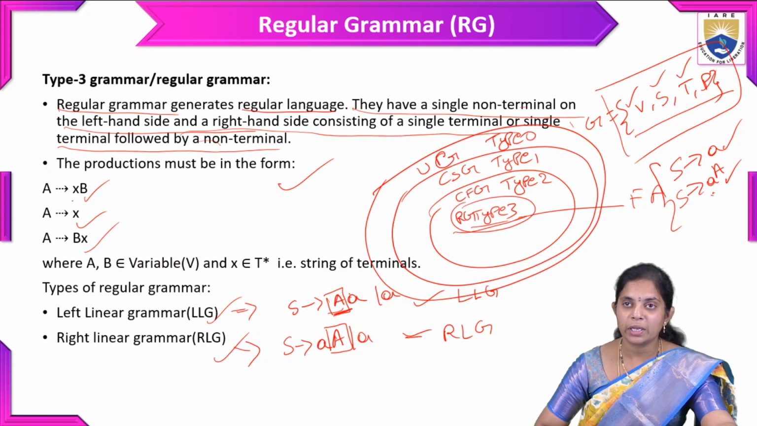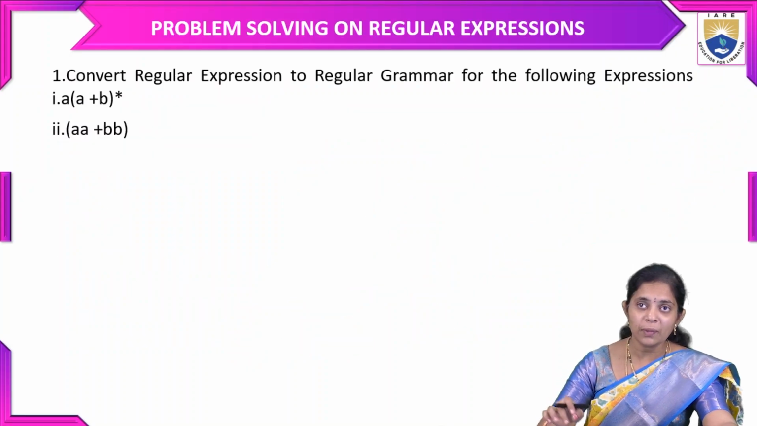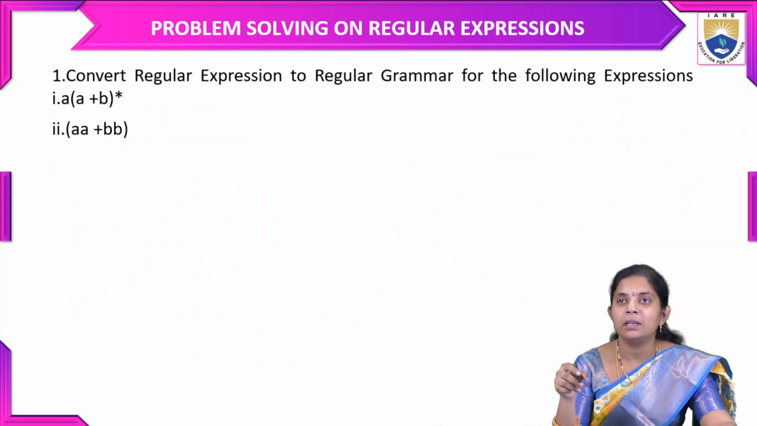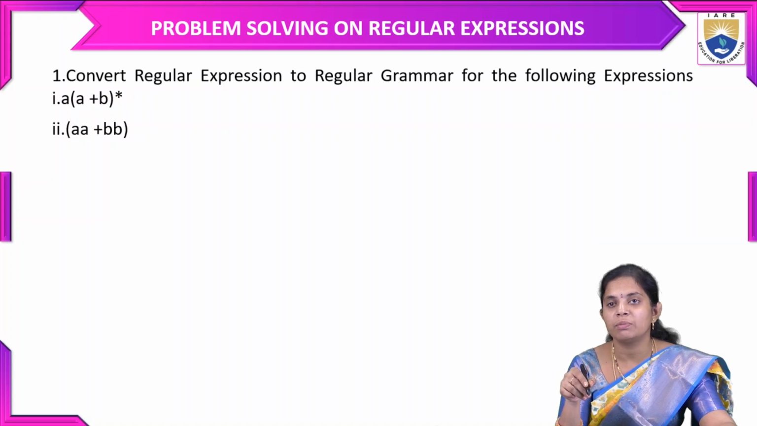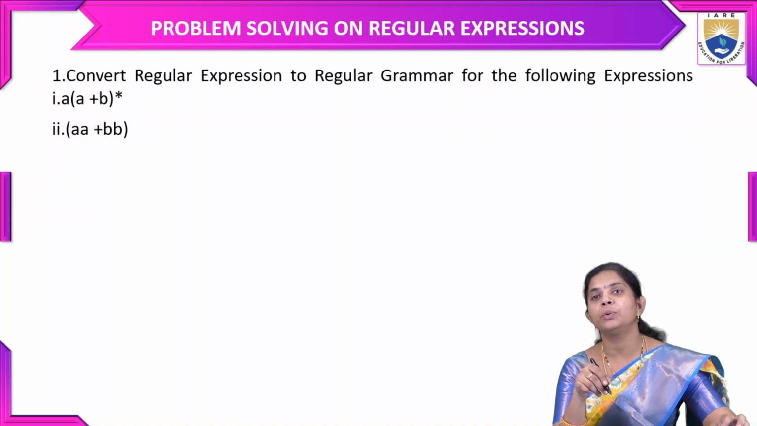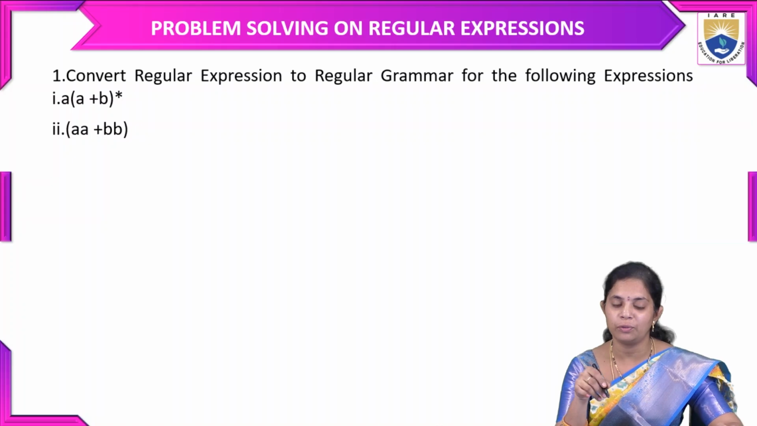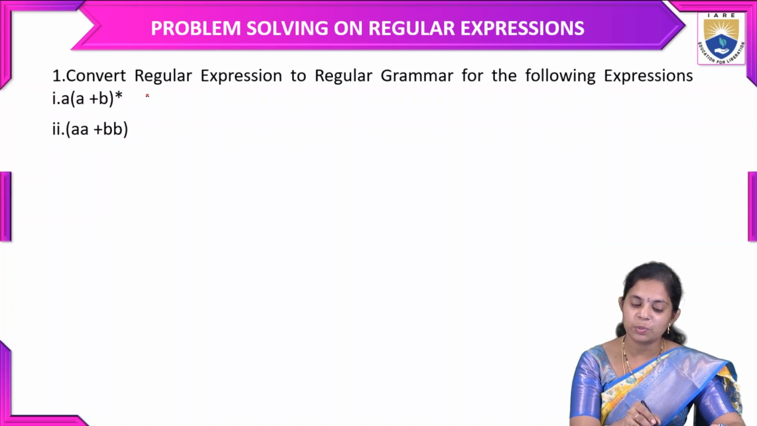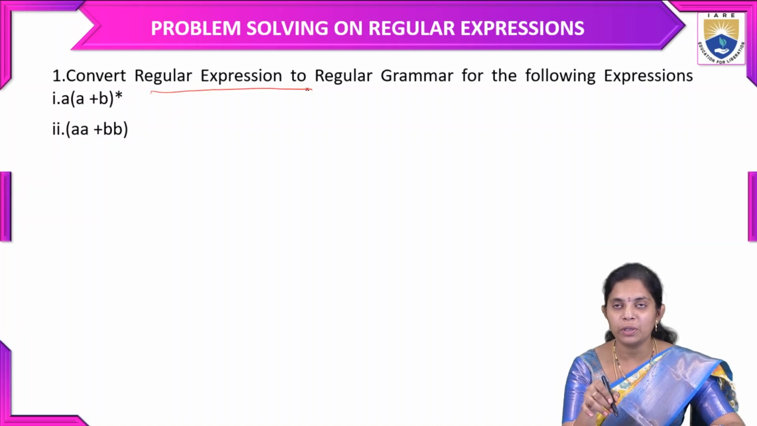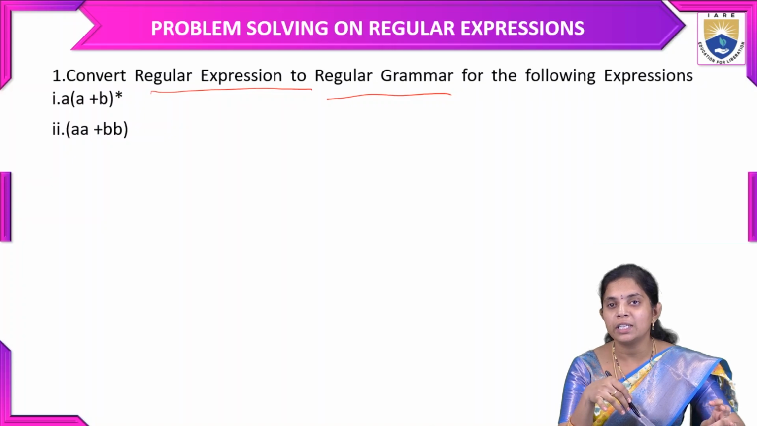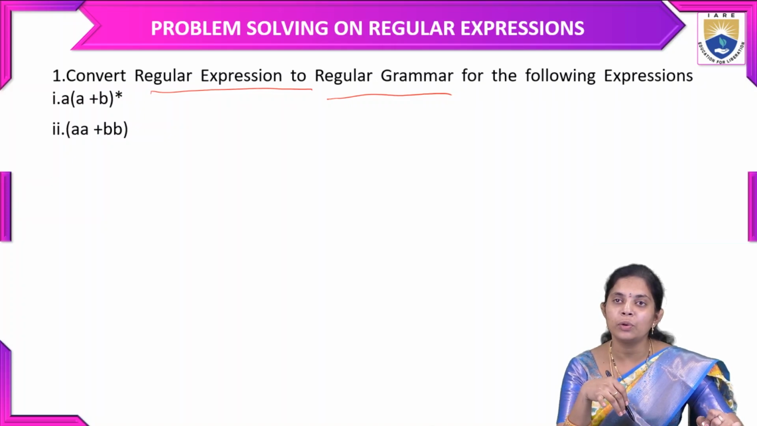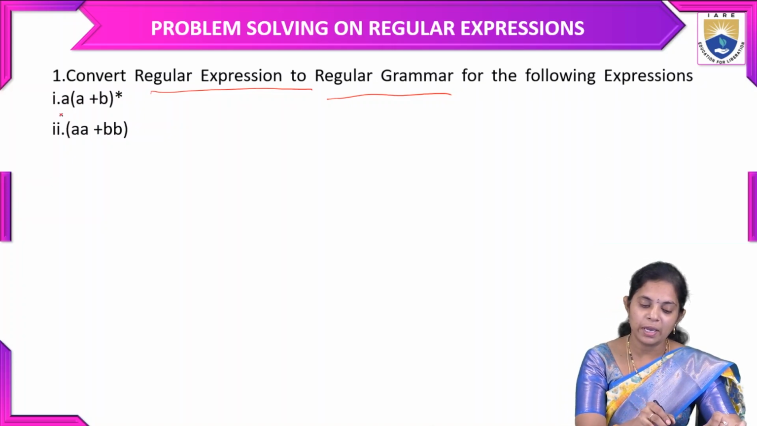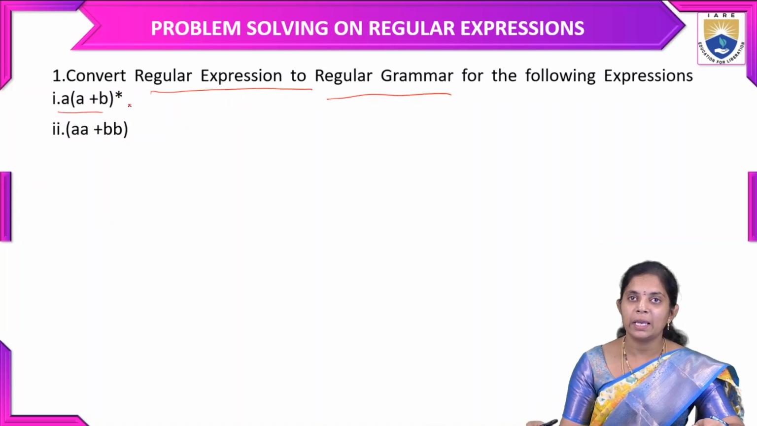So this is about the regular grammar, and moving to the examples. Here we have taken some examples from the question bank, and we are going to discuss how to convert one form to another form. Here the input is a regular expression and we need to convert it to a regular grammar. So how do we convert from regular expressions to regular grammar? Here we have the example of (a+b)*.